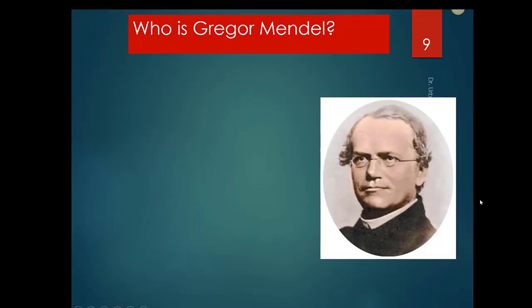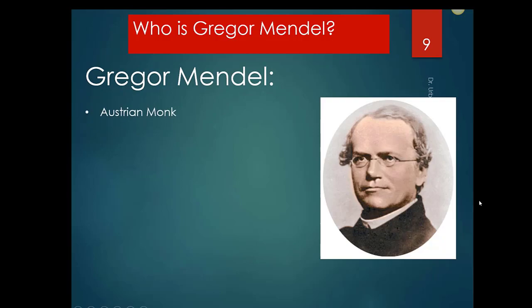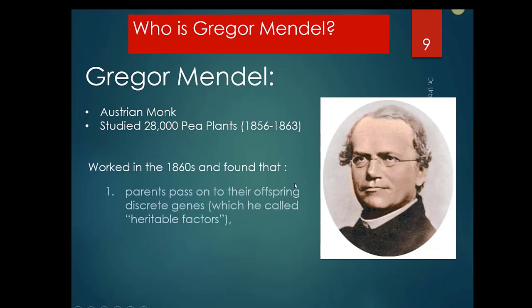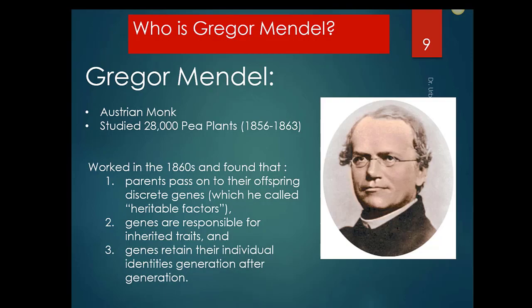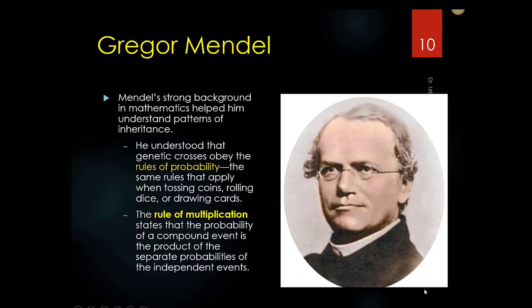So who was Gregor Mendel? Gregor Mendel was an Austrian monk. He studied 28,000 pea plants from 1856 to 1863. When he was working in the 1860s, he found that parents passed on discrete genes, what he called heritable factors, onto their offspring. Genes are responsible for inherited traits, and these genes retain their individual identity generation after generation. These were the main three things that he found that we'll go into. He is considered the father of genetics because he laid the foundation of modern-day genetics.